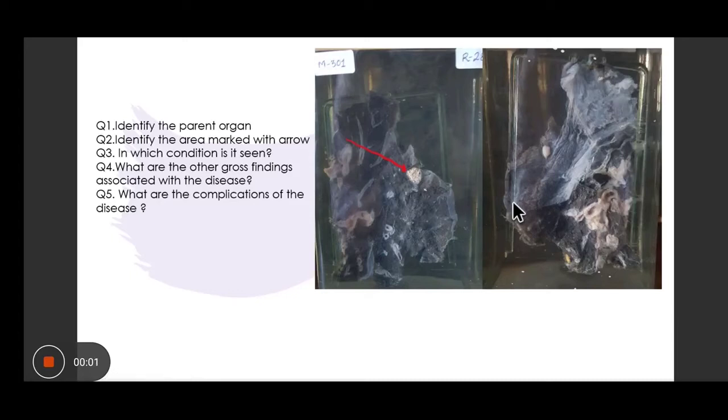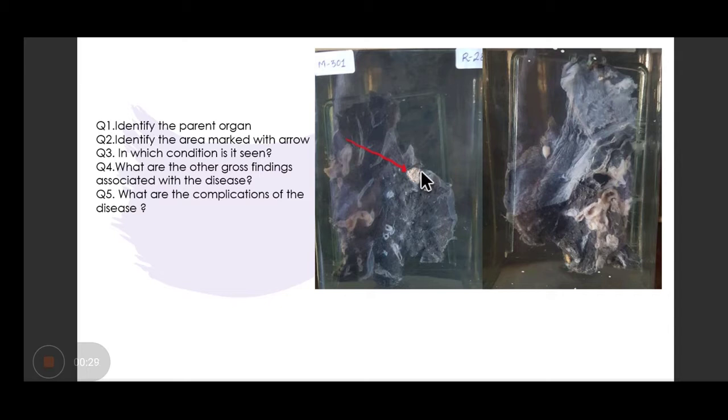Lung. That is how you will describe the parent organ. Now coming on to the pathology. There is an area marked here. This shows Ghon's focus. That is the pathology which is seen there. So this Ghon's focus is seen in which disease? Then you can say it is tuberculosis of lung.